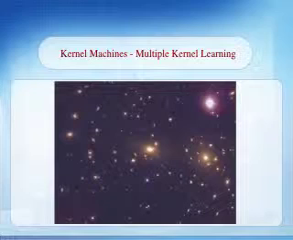Multiple kernel learning. It is possible to construct new kernels by combining simpler kernels. If k1(x,y) and k2(x,y) are valid kernels and c a constant, then k(x,y) can be defined as follows. Either k(x,y) equals c times k1(x,y), or k(x,y) equals k1(x,y) plus k2(x,y), or k(x,y) can be defined as k1(x,y) times k2(x,y). All of these definitions are also valid.